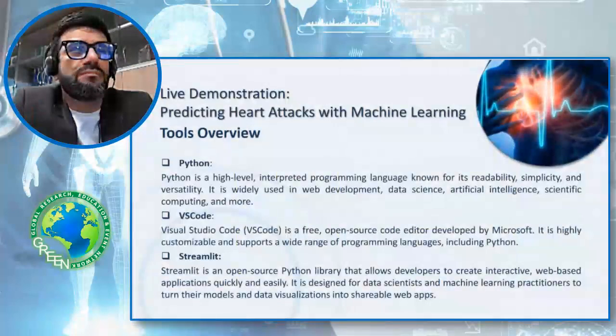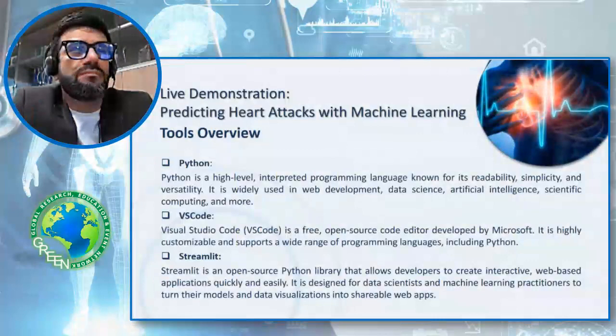About the live demonstration, let me briefly explain what we have talked about. First of all, we have reviewed some algorithms, some parameters, the dataset overview, and here we are going to practically use all this material using Python, VS Code, and Streamlit. First of all, let me elaborate on this slide.